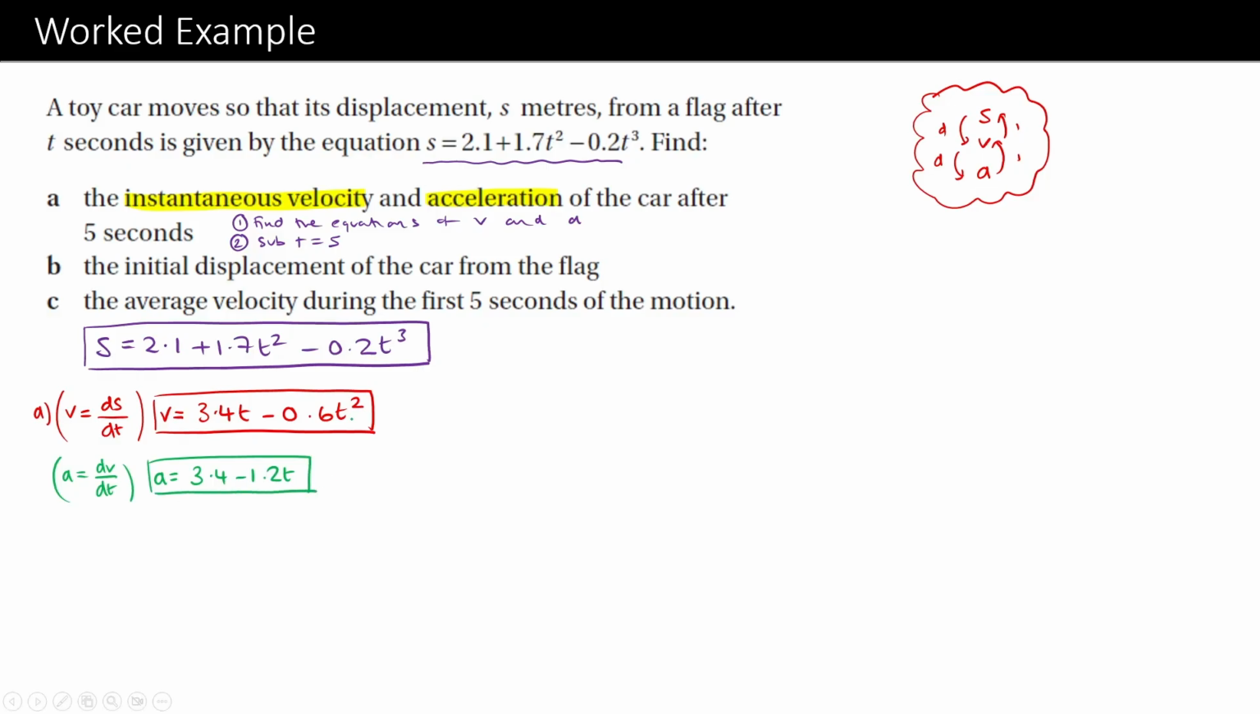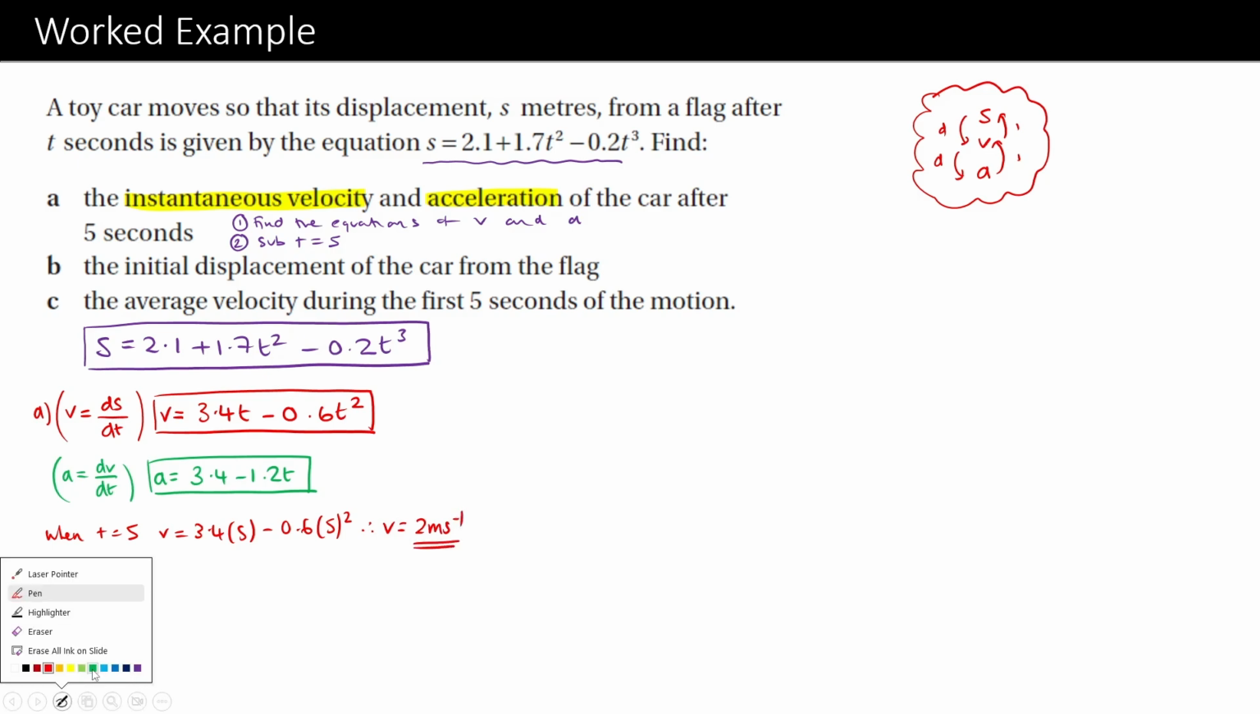And then all that's left for me to do is substitute t equals 5 into those respective boxes. So when t equals 5, v is going to equal 3.4 multiplied by 5 minus 0.65 squared. And that's going to give me a v value of 2 meters per second. And again, don't forget the units.